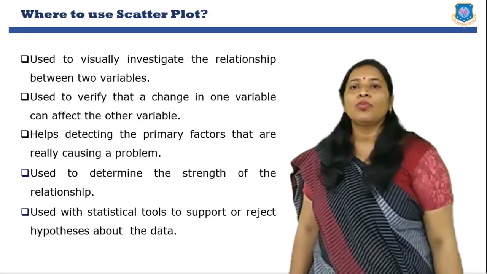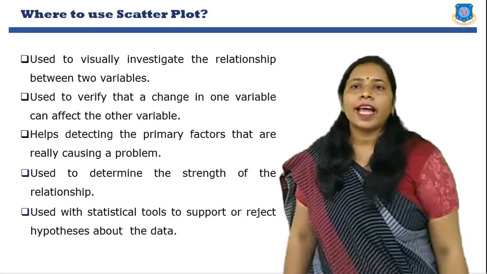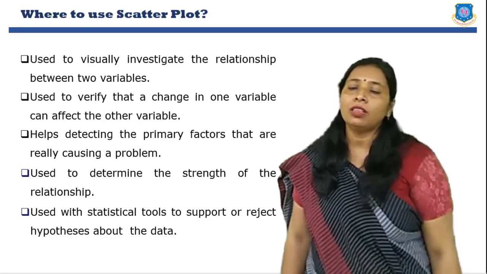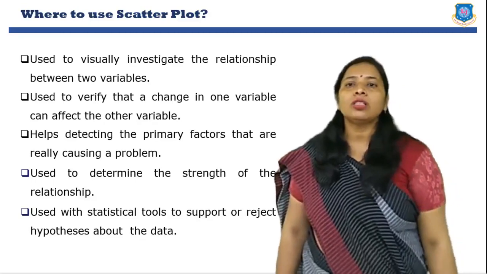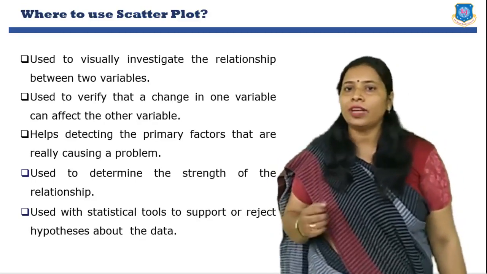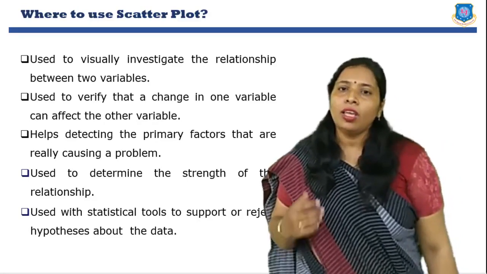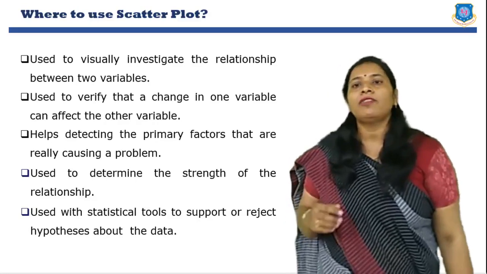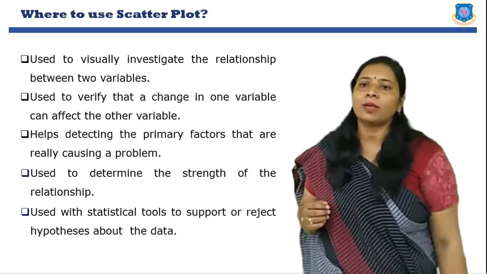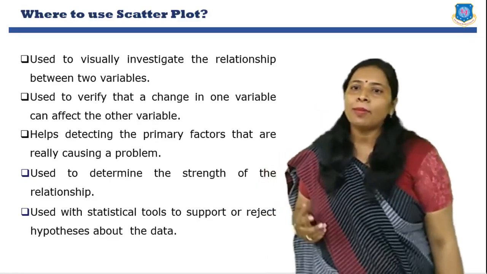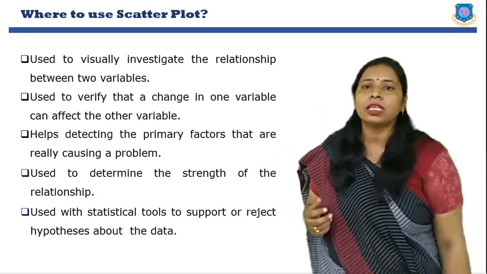Now let's discuss where to use a scatter plot. Scatter plot is used to visually investigate the relationship between two variables. It is also used to verify whether a change in one variable can affect the other variable or not. So if you want to find out the effect of one variable on another variable, you can use a scatter plot. The scatter plot also helps detect the primary factors that are really causing a problem.